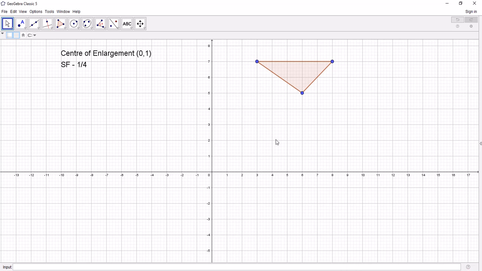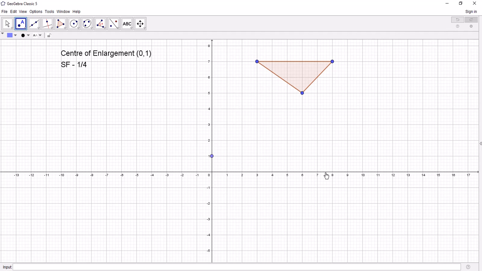So here's an example of an exam question. I've basically taken out the key points. You're looking for a centre of enlargement and a scale factor. So your centre of enlargement is (0, 1). The first thing we need to do is plot that: 0 on the x-axis and 1 on the y, and that's our centre of enlargement.